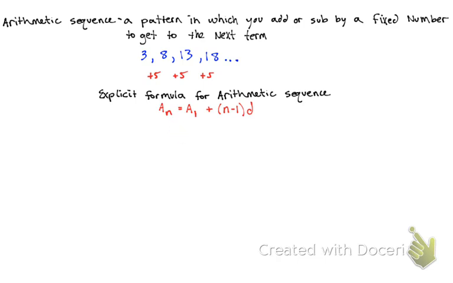So a sub n, that is the nth term. Whatever term you're looking for, that number goes there. A sub 1 is your first term. N is, again, the term that you're looking for. If you're looking for the 100th term, you put 100 where n is, the term number. And then d is your common difference. So how much is it increasing or decreasing by?